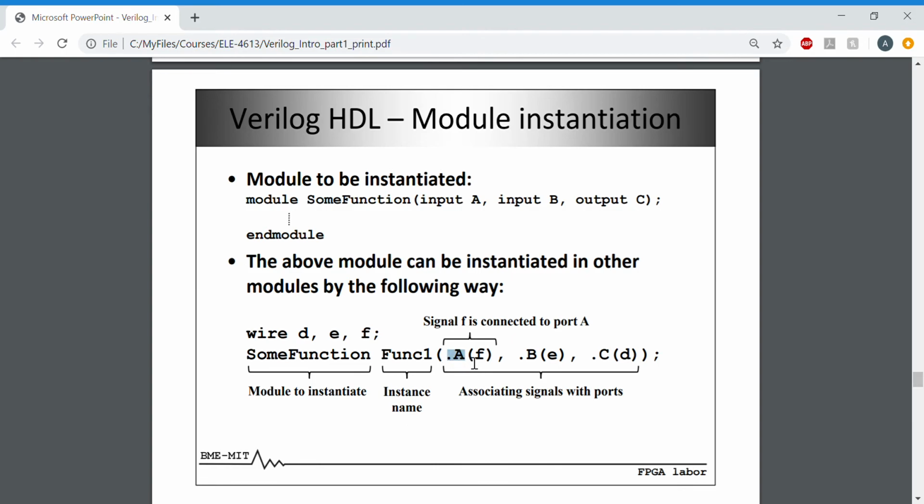Here is the way you connect. So here you can see input A. In order to connect A to F, you do .A(F). And you are doing .B(E). You are connecting E to B. So E is your wire inside this module, and B is your port. C is the port. So this is how you are connecting them.